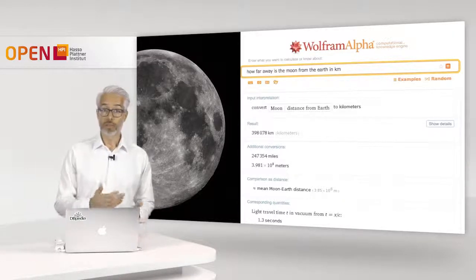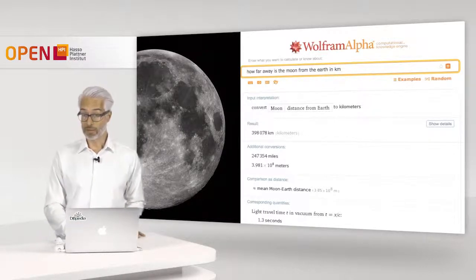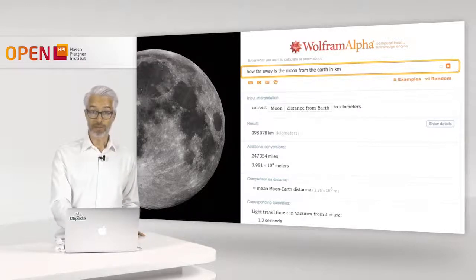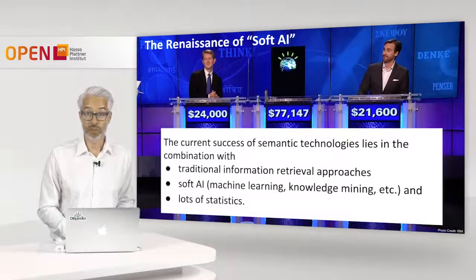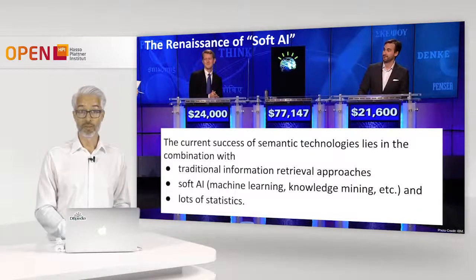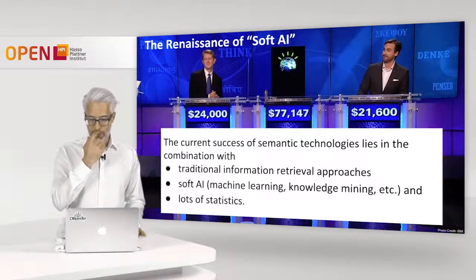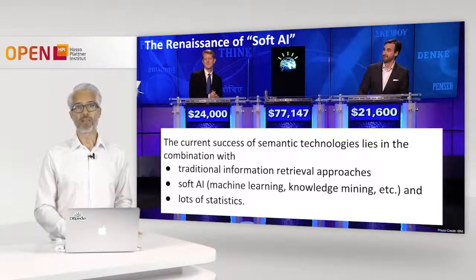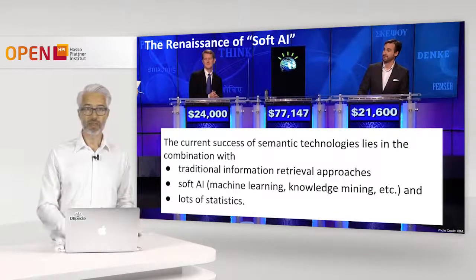And these are some results from recent tasks, and they show the success of these semantic technologies, and not only semantic technologies, but technologies which are often referred to as so-called soft artificial intelligence. So we are speaking here of a so-called renaissance of soft artificial intelligence. Maybe you know about that IBM research project called Watson. Watson was this computer which was able to beat the human champions in the quiz game Jeopardy, for example.